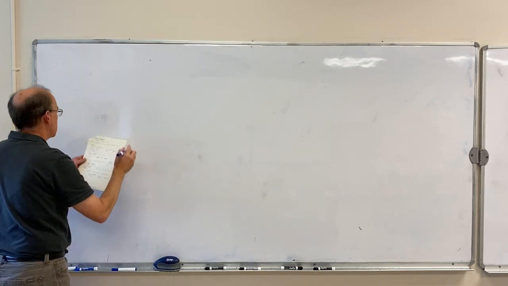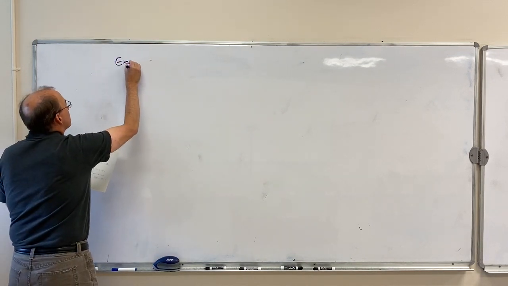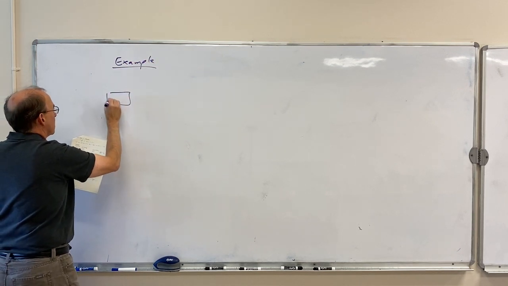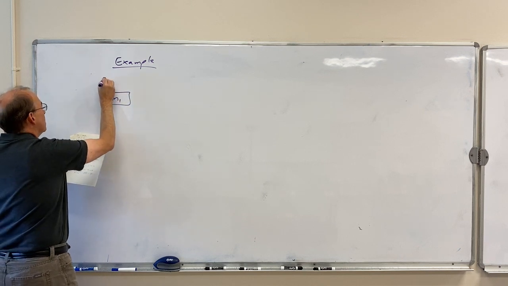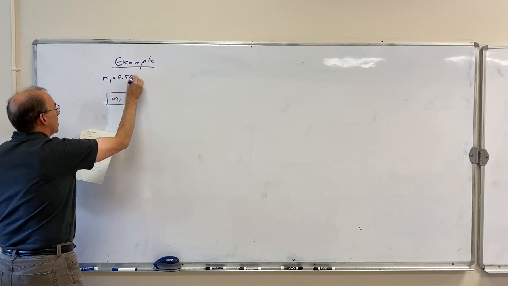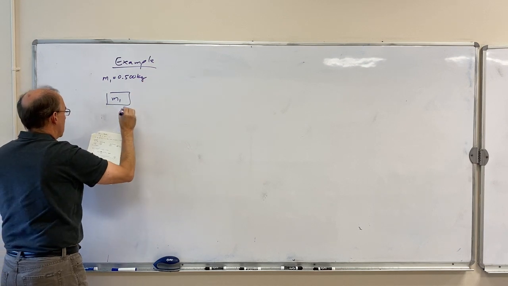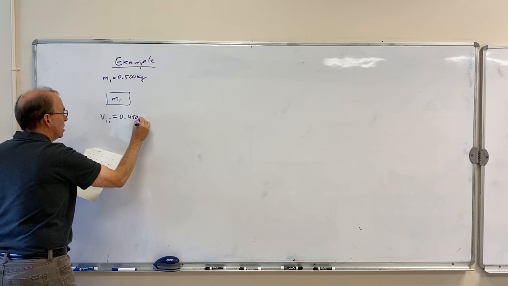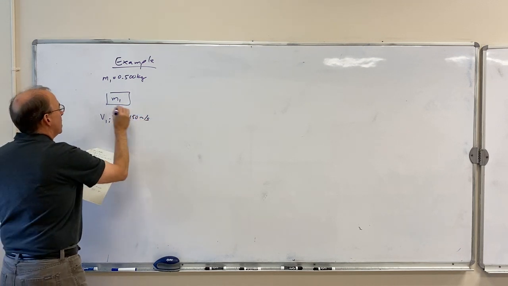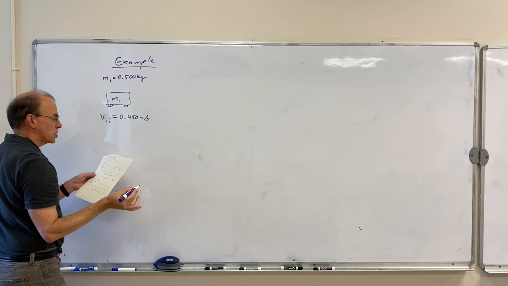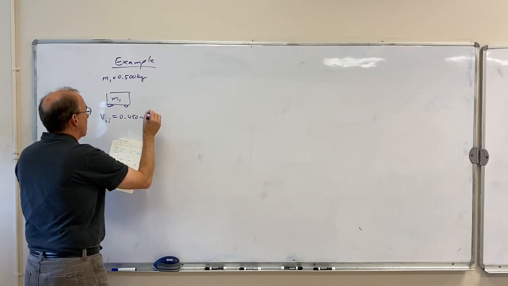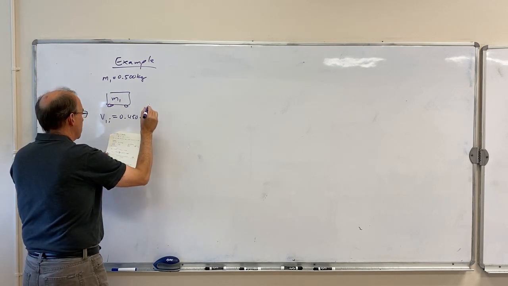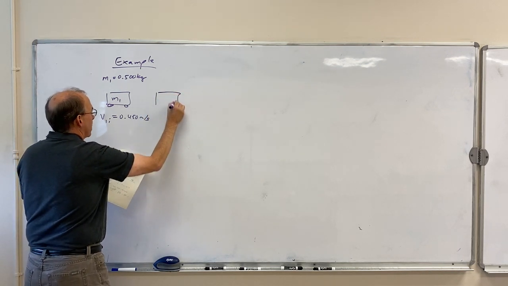A typical example is a collision. Suppose I have a cart moving along a track with mass M1, where M1 is 0.500 kilograms, and it's moving with V1 initial of 0.450 meters per second. Some wheels, assuming no friction, although even if there is some friction, if the collision is short enough, the momentum would be conserved right before and right after.